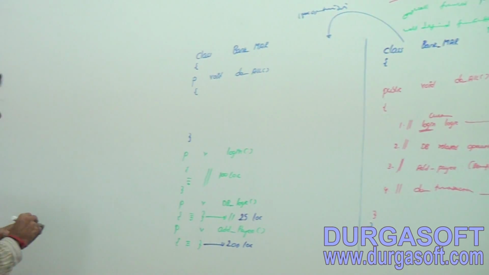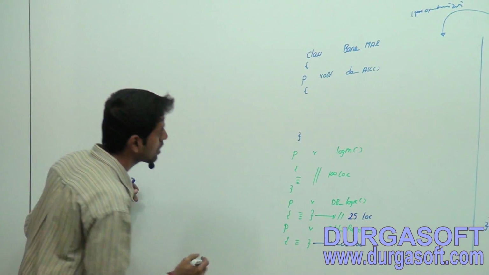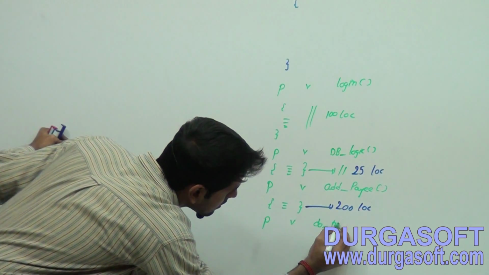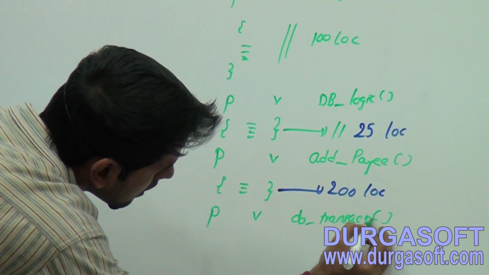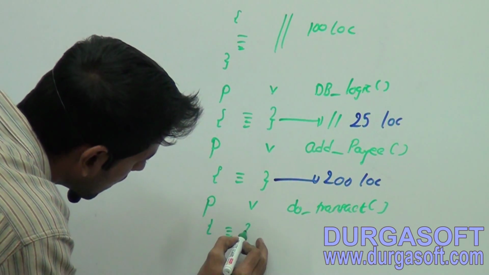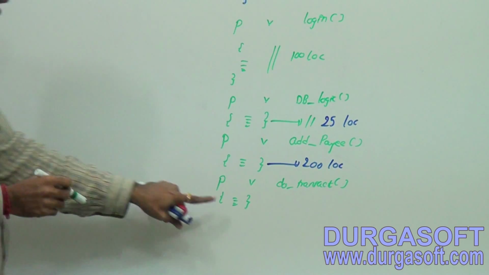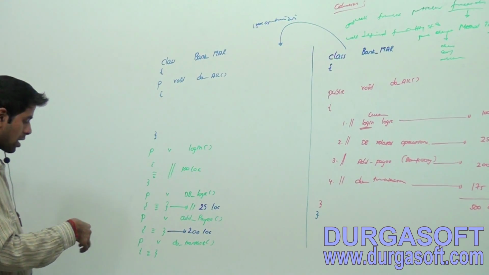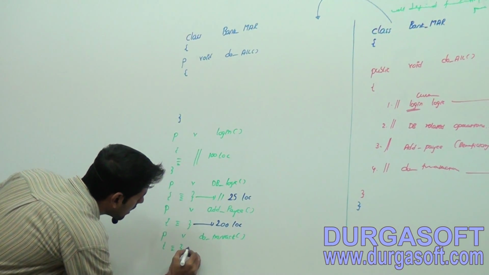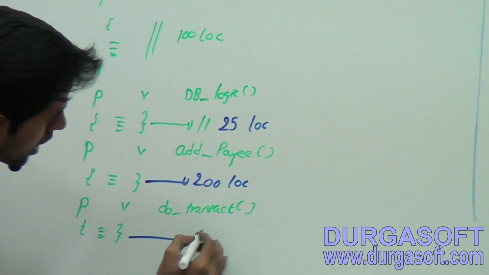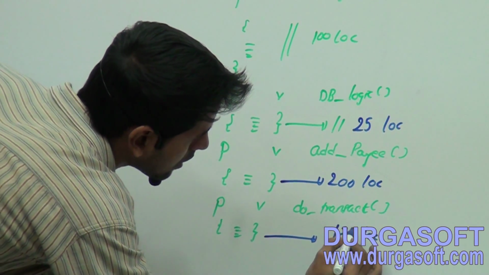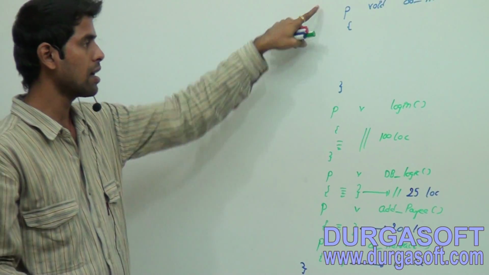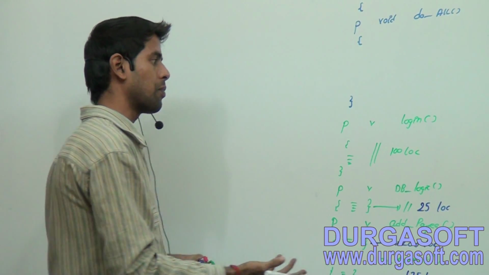Coming to the other logic, public void doTransact. Here you are maintaining the transaction logic separately. Let the lines of code be 175 lines of code. And this is the class scope. Now call these methods.